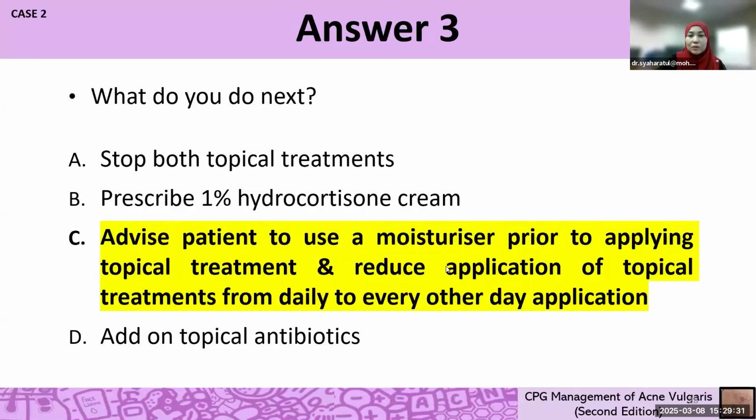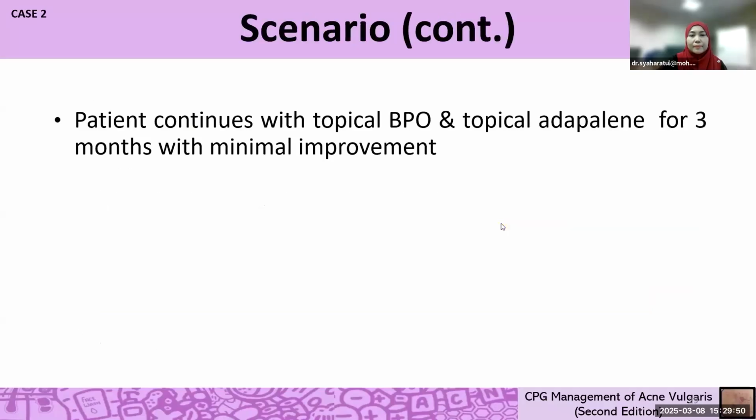Which is use moisturizer or reduce the application of the topical treatment. Sometimes what I find is doing spot treatment also helps. So you just ask them to apply on the lesions first. Once they can tolerate, then they can apply on the other areas as well.